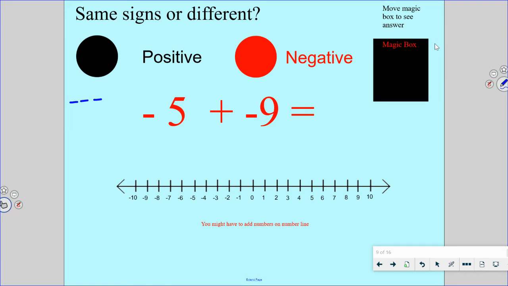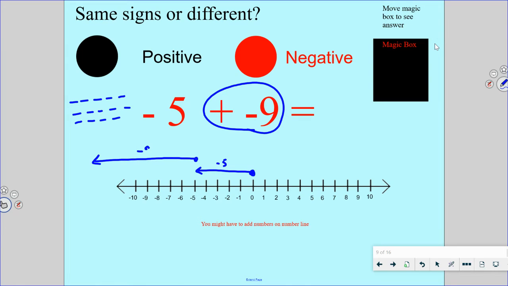-5, 1, 2, 3, 4, 5 negatives, and then we add, what does this mean? You're adding debt. That's not so good. 1, 2, 3, 4, 5. Wake up, Mr. Callan. Try to line these up. 1, 2, 3, 4, 5, 6, 7, 8, and 9. Or on a number line, -5 goes to the left. -9 goes off the graph.